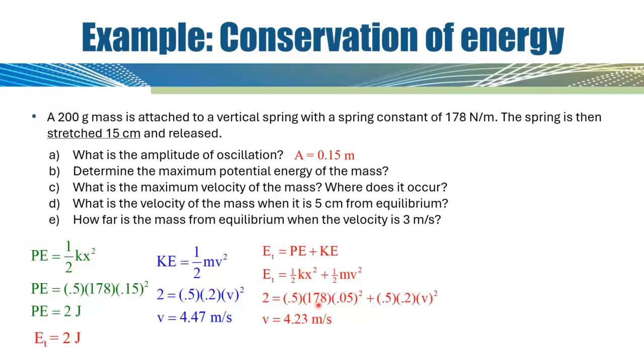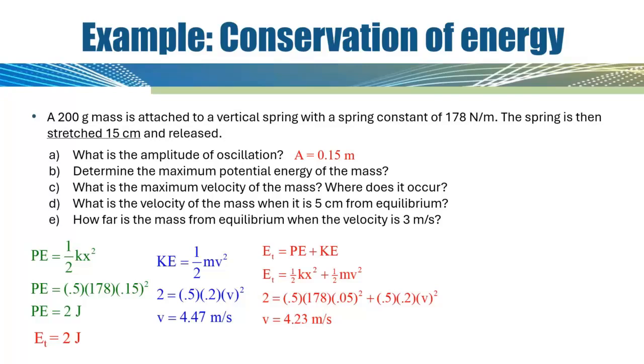So 1/2 times 178 times 0.05 squared. I turned that into meters. And then 1/2 mv squared, and then I just solve for v. So we can use the concept of conservation of energy to find the position or the velocity anywhere in the system. Letter E, how far is the mass from equilibrium when the velocity is 3?